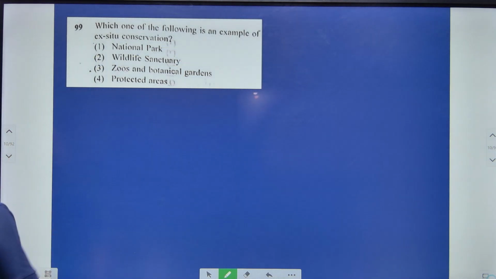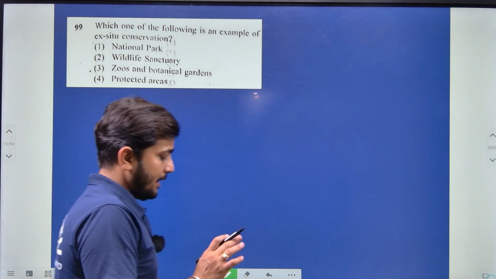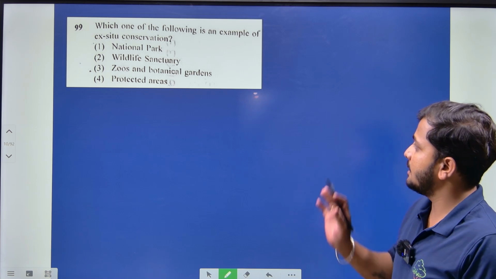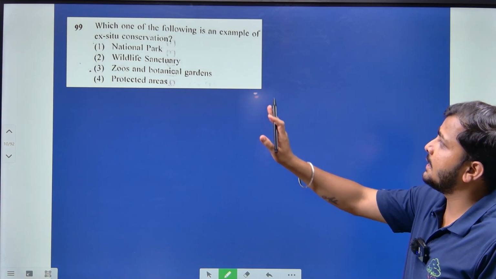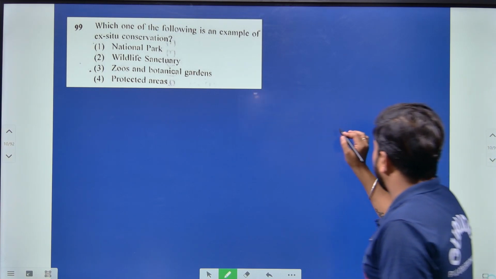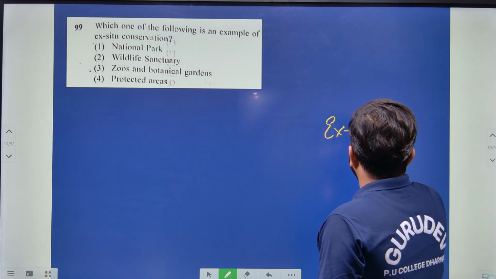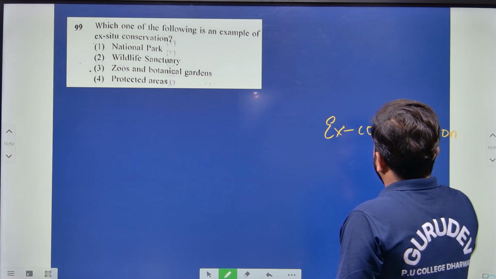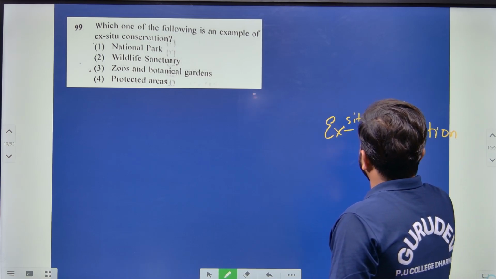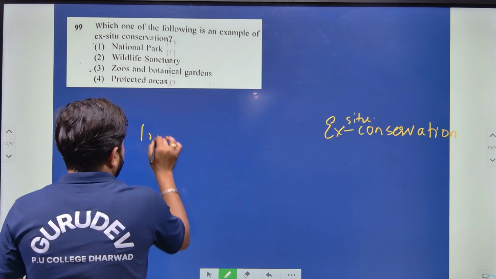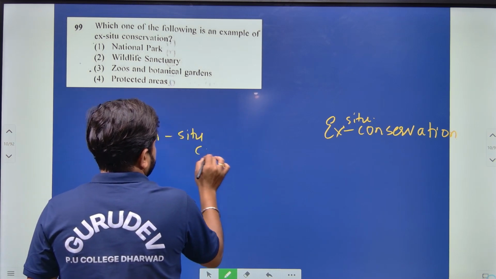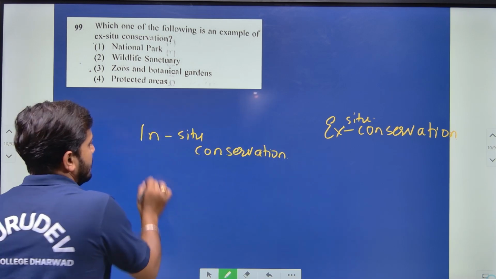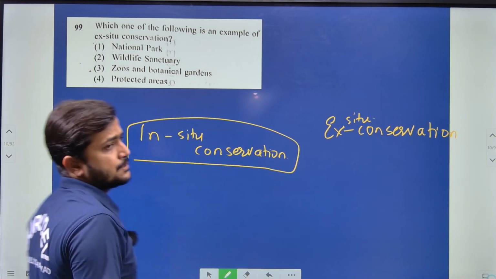Then moving on to the next question. Which one of the following is an example of ex situ conservation? You should know what ex situ conservation means, and one more is in situ conservation. These conservations are actually made for the maintenance of different species.